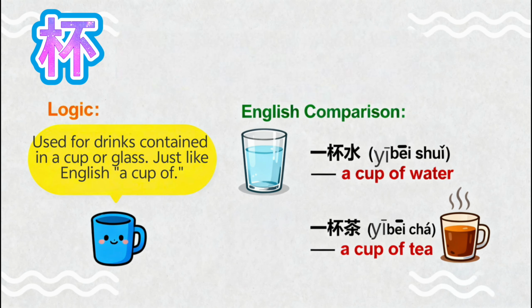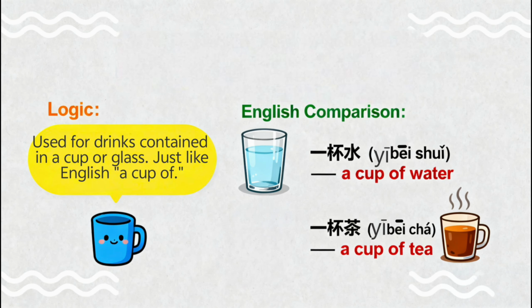The logic is that it is used for drinks contained in a cup or glass. This logic is similar to the English "a cup of." Let's see the English comparison. 一杯水, a cup of water. 一杯茶, a cup of tea.